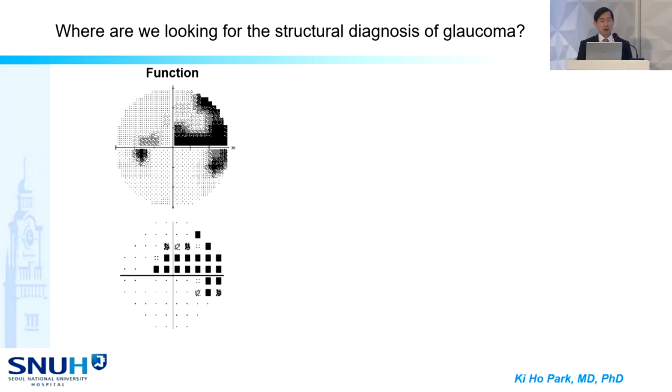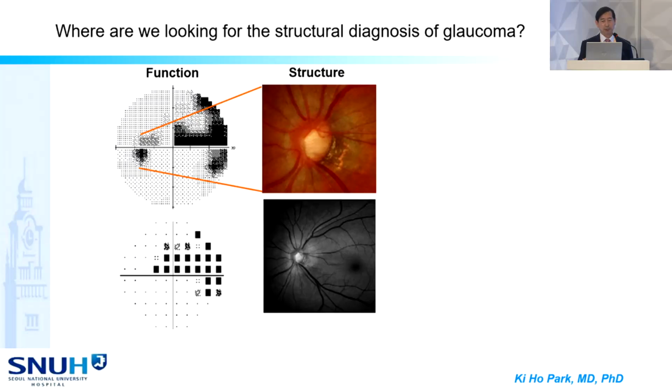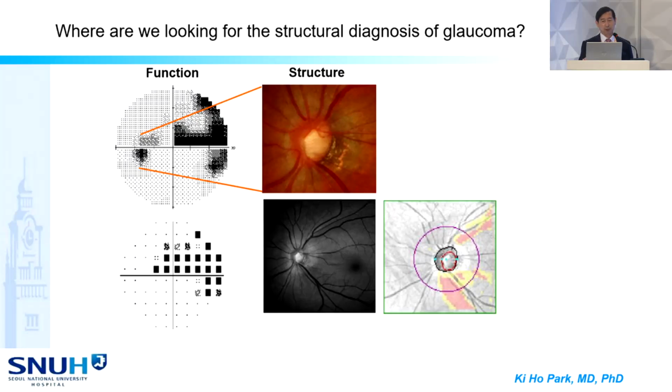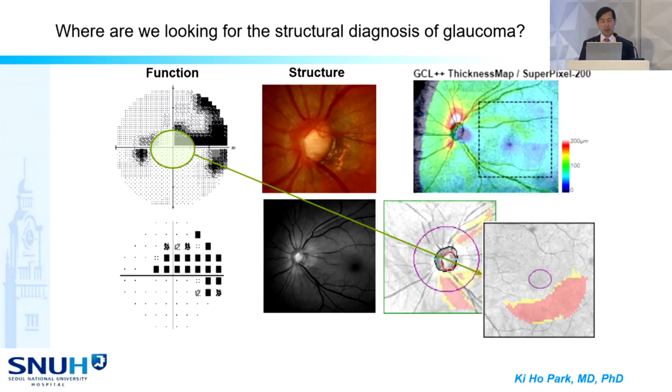So where are we looking for the structural diagnosis of glaucoma? We are looking at the optic nerve and peripapillary area, and also we look at the retinal nerve fiber layer with photography or with OCT. And also we are looking at the macular region to look at the ganglion cell layer change. And also we can take a wider OCT image, including both peripapillary and macular area together.